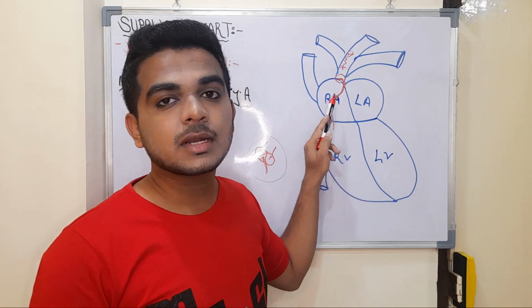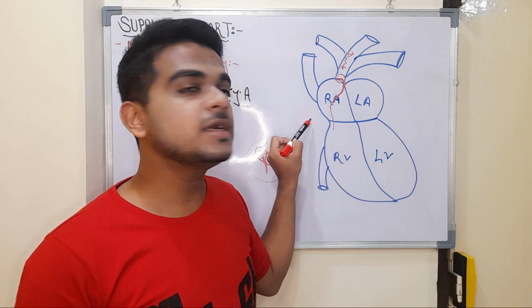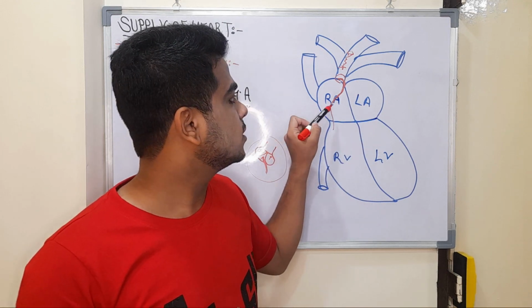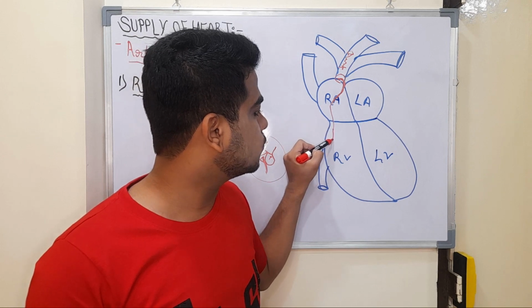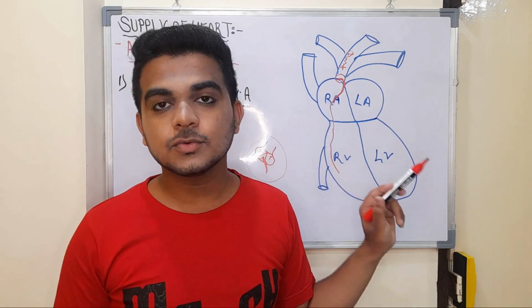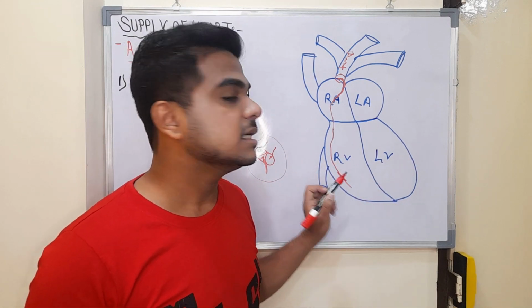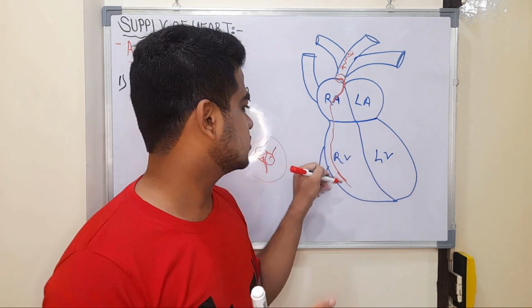Between the upper atria and the lower ventricle, this groove is known as the atrioventricular groove. Through this groove, the right coronary artery is going downward, bypassing the atrioventricular groove. After coming onto this surface, the right ventricle, it winds around the right ventricle.